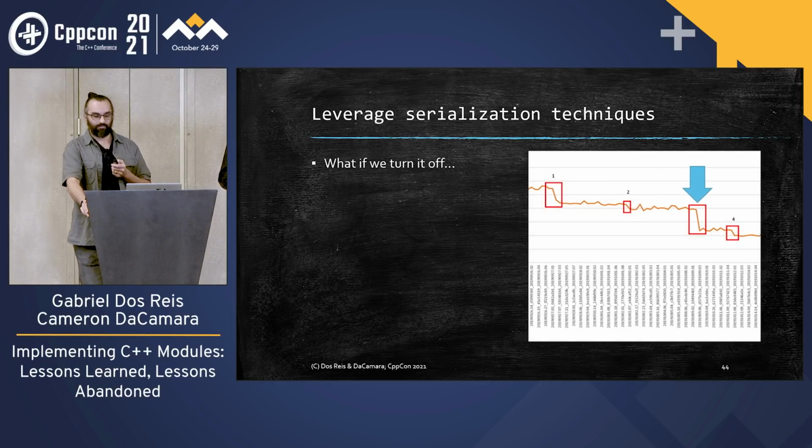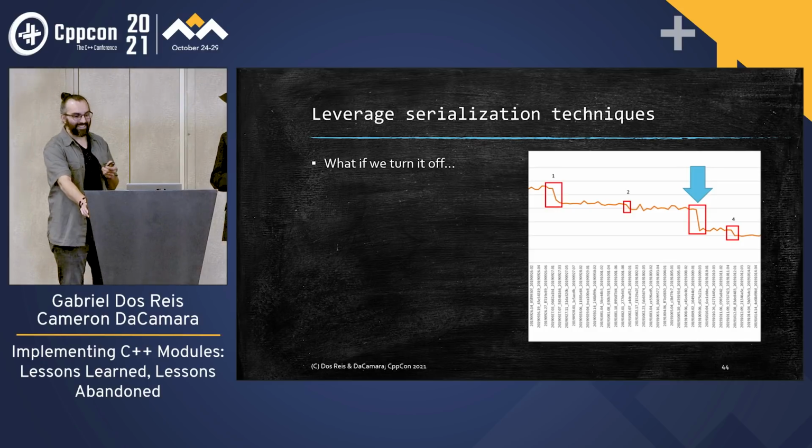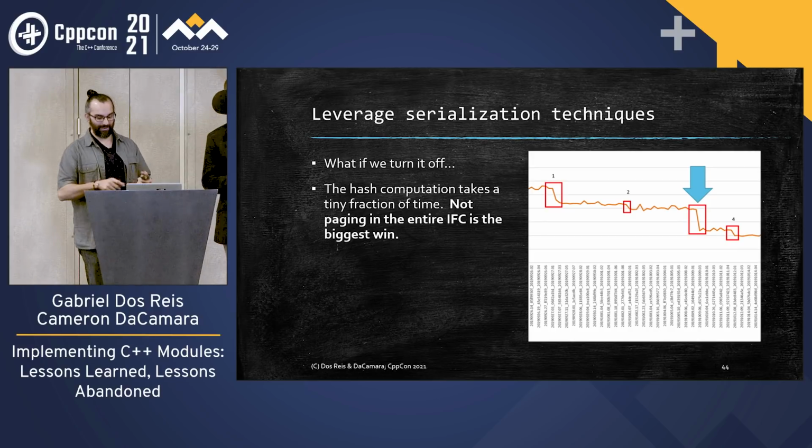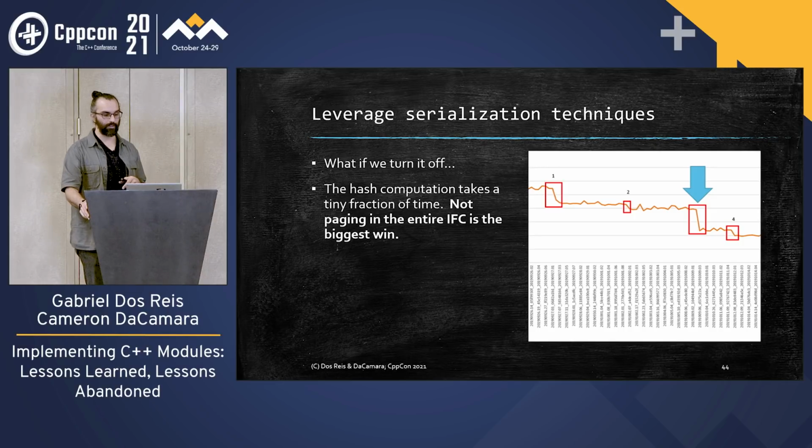What if we turn that off? That's a pretty big perf win, and here's the reason why. The overhead was not in computing the hash. Completely negligible in the context of this overhead. The real overhead was the fact that we had to page in the entire IFC in order to sum up the bytes.